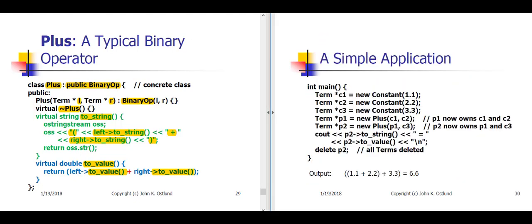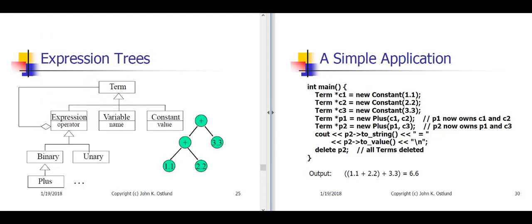All right, so we would do the same kind of thing for minus, times, divide, and here finally, on slide 30, we have an application exercising these various data types. In fact, let me redisplay slide 25 again, because what slide 30 is doing is building this tree that's shown in these blue-green circles. All right, so the first thing we do is to create a new constant containing a value of 1.1, and the variable c1 is pointing to that new constant. Then we create a constant 2.2 that c2 is pointing to, and a constant 3.3 that c3 is pointing to.